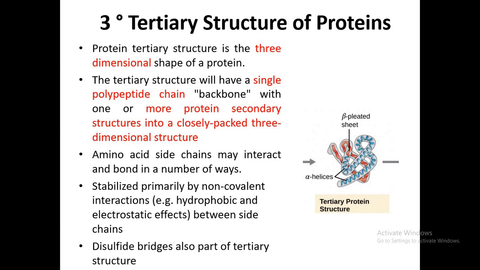So actually the tertiary structure of a protein is a three-dimensional structure of a protein, in that a polypeptide chain that is having more than one secondary structure folds itself in a three-dimensional way. So here we can see that this polypeptide chain is having beta pleated sheet, and it is having the alpha helices, and it folds on itself in a three-dimensional way.